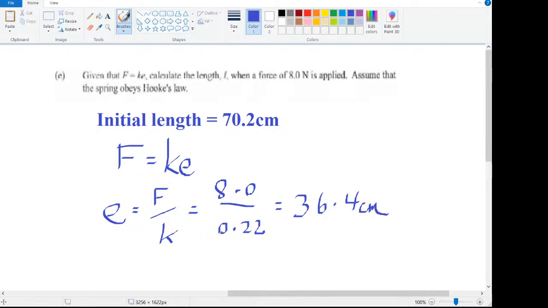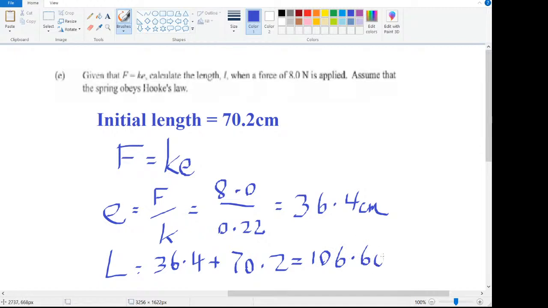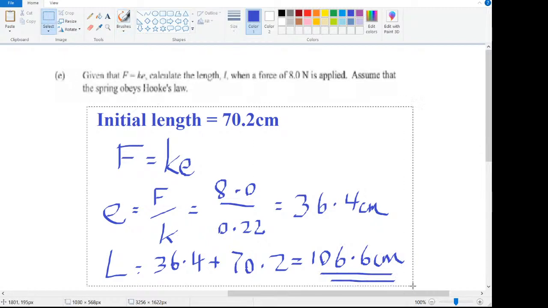Let me just check something on the table here, as I was doing this blind earlier. Yeah, I guess that's correct. And what we need to do is just add that. So 36.4 plus 70.2, 106. Remember again, these answers are a little variable because it's so dependent on the gradient.